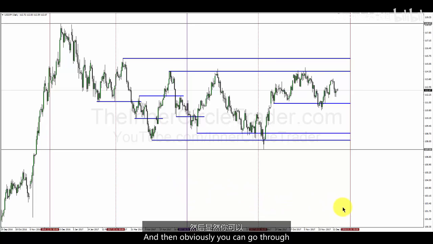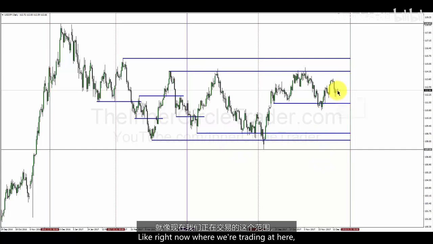And then obviously you can go through and add the individual vertical lines to delineate what the individual monthly highs and lows are. But I didn't want to add all that because it would make the chart really busy. And the question is, how many levels would you have? Well, you're only going to worry about the ones that are relevant right now.